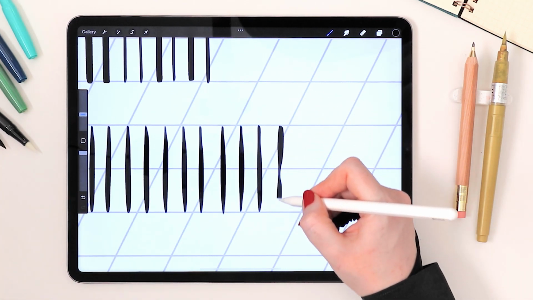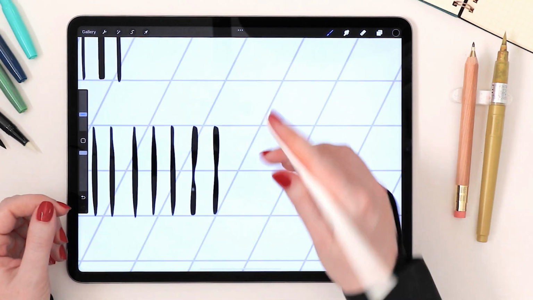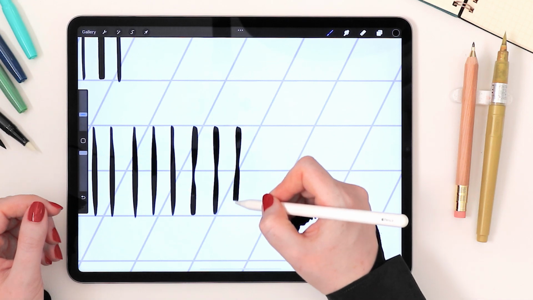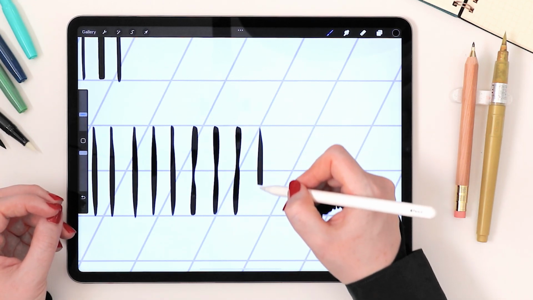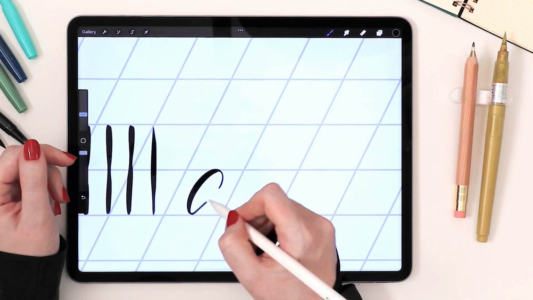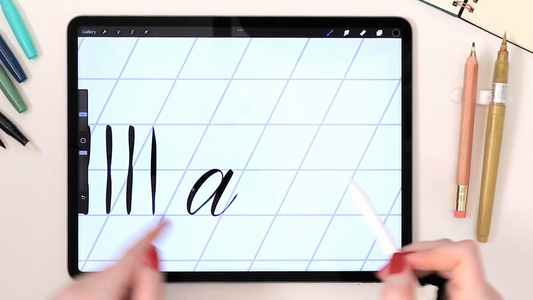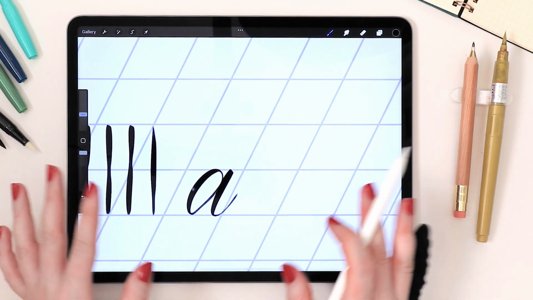Let me just go for a second, thick to thin to thick. Any kind of variance as you write is a crucial skill to develop for lettering and calligraphy. You're always going to be going from thin to thick to thin to thick to thin. That rhythm never, ever changes.